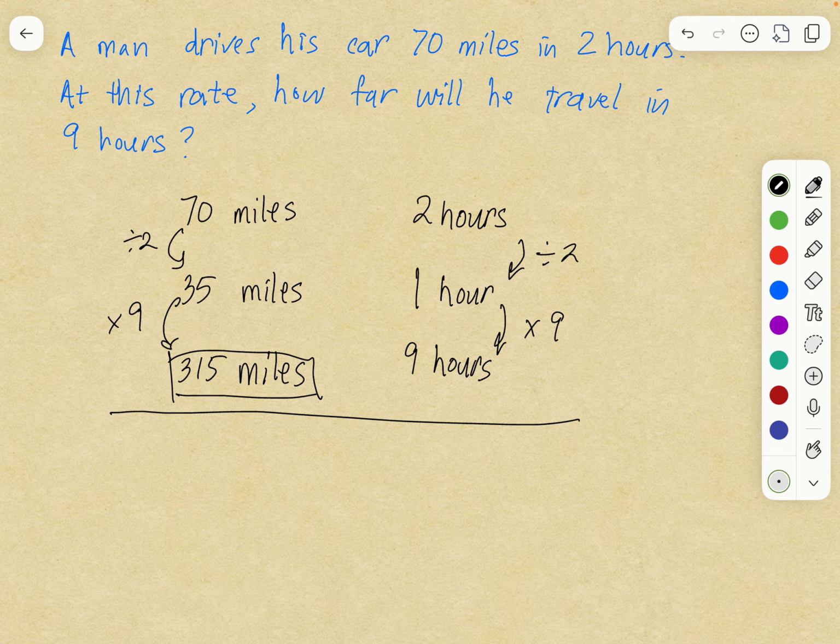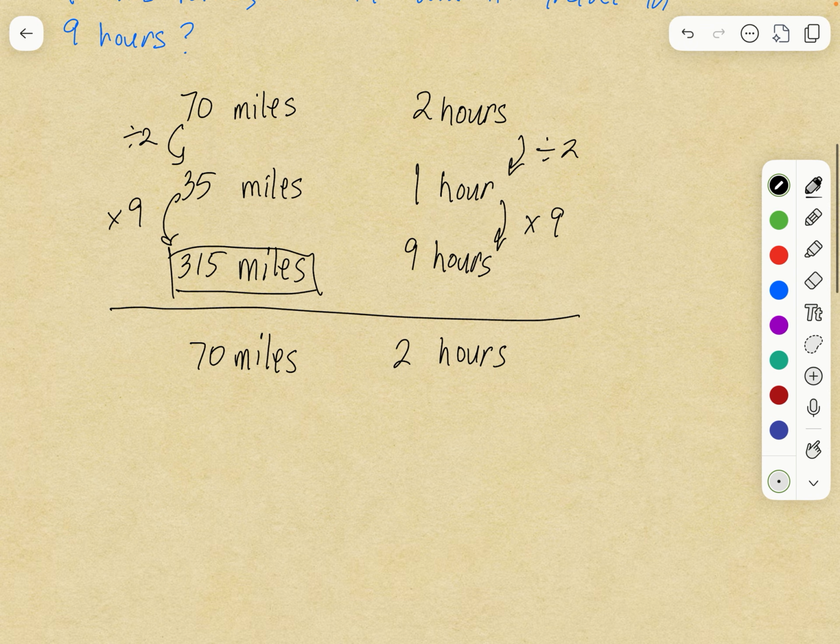Another way of doing this: in the way I did it above, it's broken down into 2 steps. First, you see how far he goes in 1 hour and then multiply it by 9. But if you prefer to do it in one step, if he goes 70 miles in 2 hours, then for 9 hours, you ask yourself, how many times more is that?